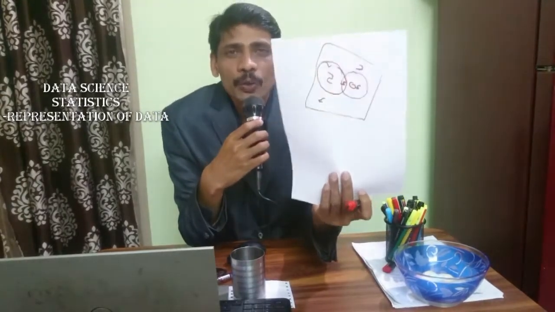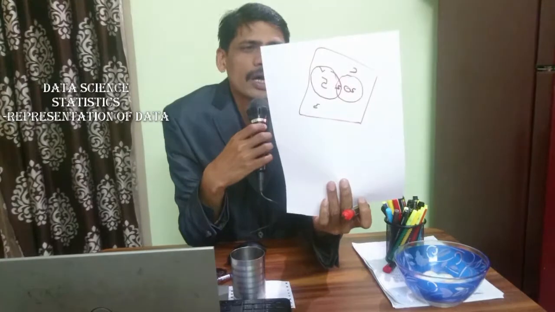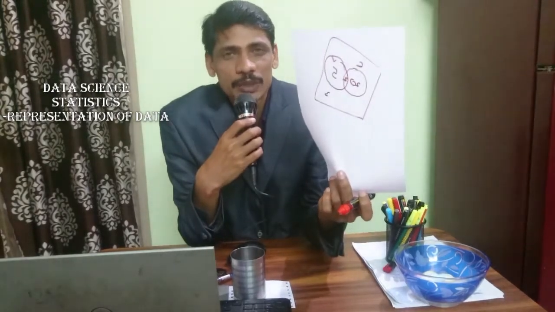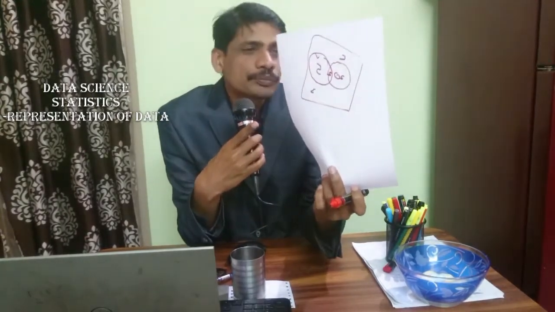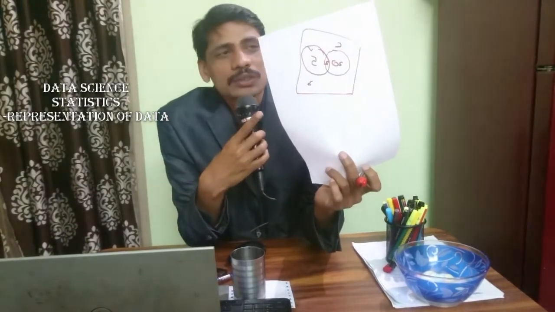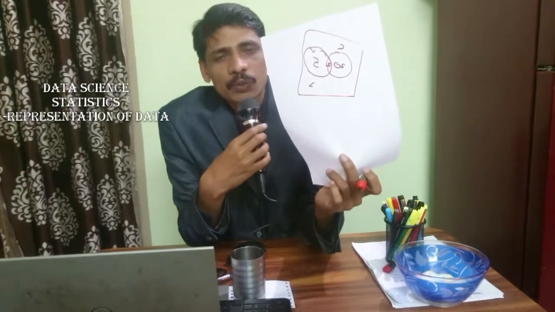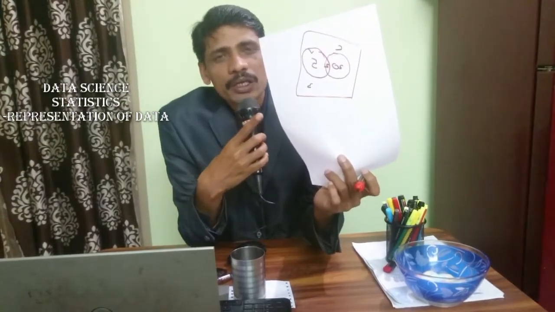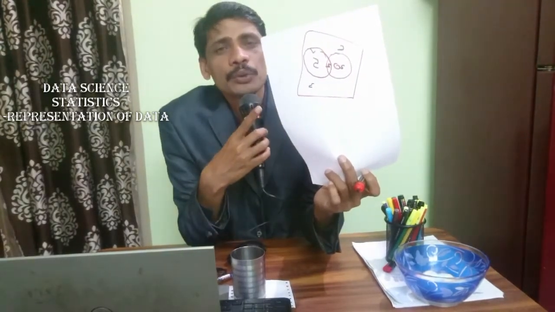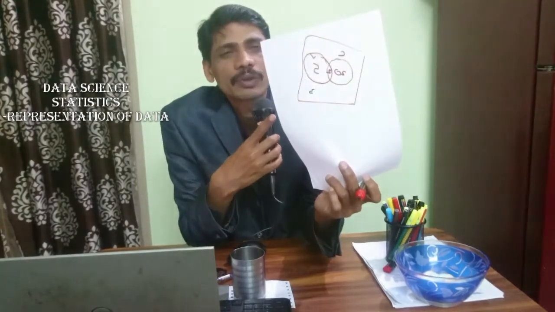So 20 people want to play cricket, and 5 people want to play volleyball, and 2 people want to play both games, cricket as well as volleyball, and 3 people don't want to play any one of these games. So if you observe, 2 is the intersection of these two circles, both cricket as well as volleyball. That represents the number of people willing to play both cricket as well as volleyball.